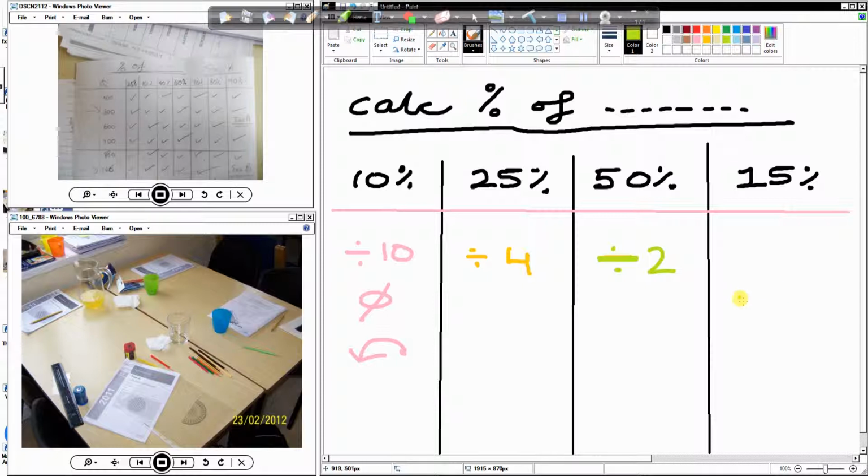Now, in order for us to work out 15%, what do we work out first? We first work out 10%, and then after we've worked out 10%, we half that to work out the 5%. How do we work out 10%? 10% is divided by 10. And to work out 5%, we divide the 10% answer by 2, because 5 is half of 10. We don't divide it by 5.